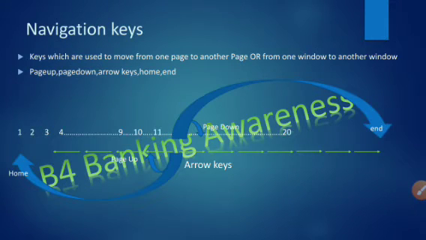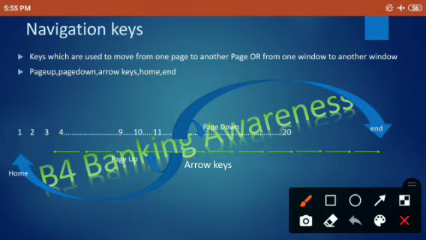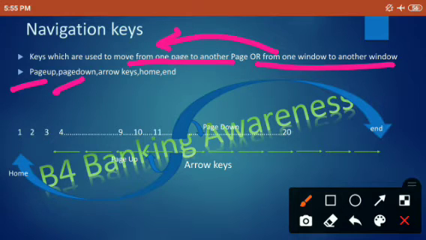Now we will study all the keys one by one in detail. First one is navigation keys. Keys which are used to move from one page to another page or from one window to another window are called navigation keys, which include page up, page down, arrow keys, home and end. Here it's page number 12, and if you want to go home, then directly pressing the home key you can go to the page number 1.